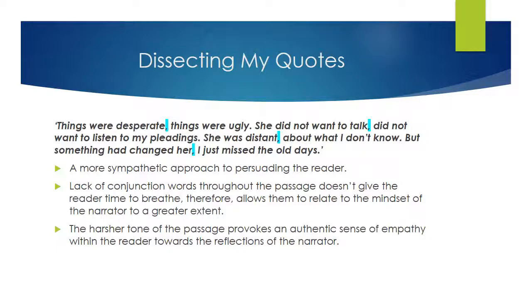The second of my quotes focuses more on sentence structure, in particular that asyndeton sentence structure we were talking about earlier. This is a more sympathetic approach to persuading the reader. The lack of conjunction words throughout the passage doesn't give the reader time to breathe, and therefore allows them to relate to the mindset of the narrator to a greater extent. This is going to make the narrator sound more vulnerable.